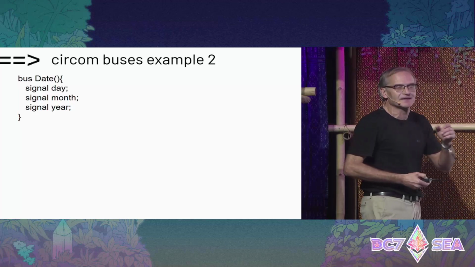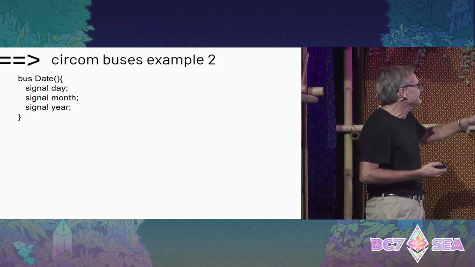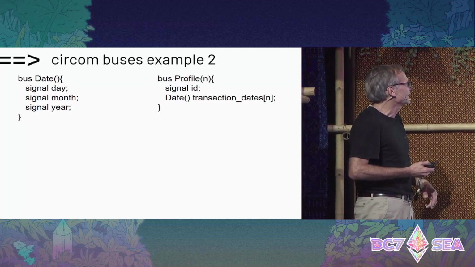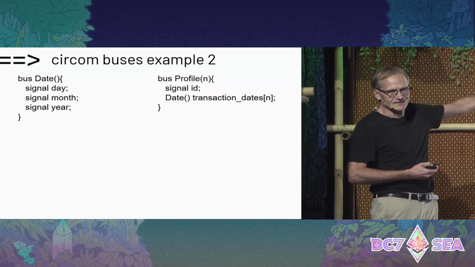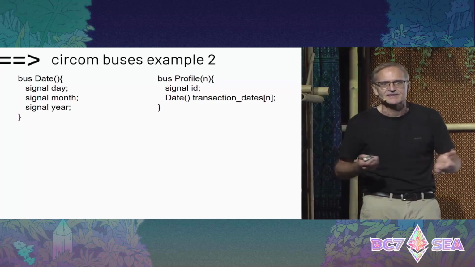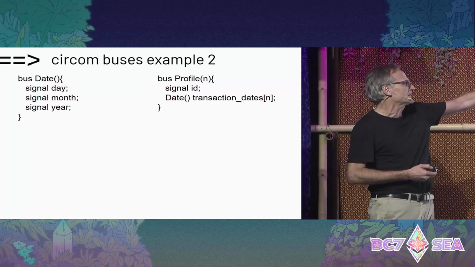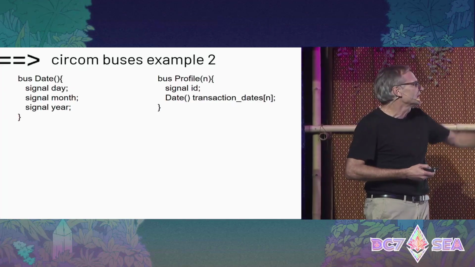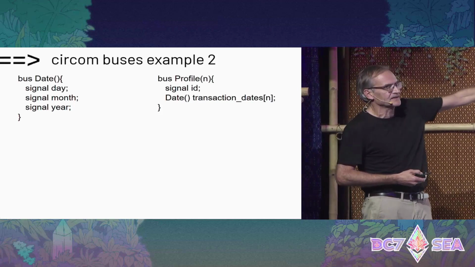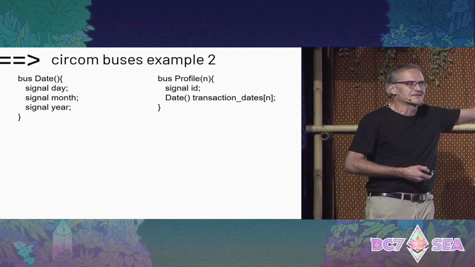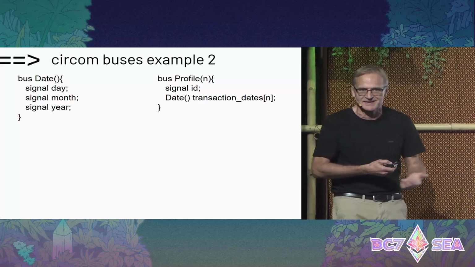So let's see a bit of this orthogonality in the definition of the buses. And then you see here, I have this date, but then I can define a new bus that uses this bus, okay, inside an array. No restriction at all. So now we have a new bus definition, which is made of a signal and an array of dates. Okay. Look, also we can use parameterized buses, as we can have parameterized templates in Circom.